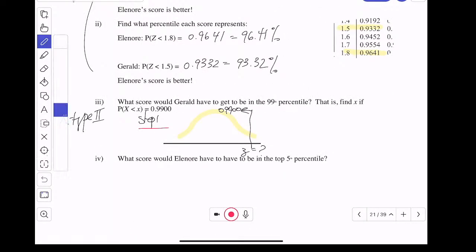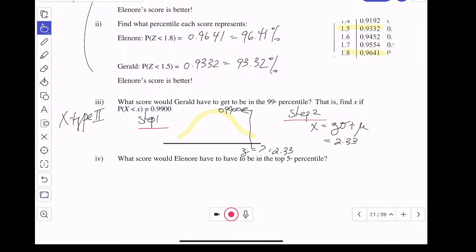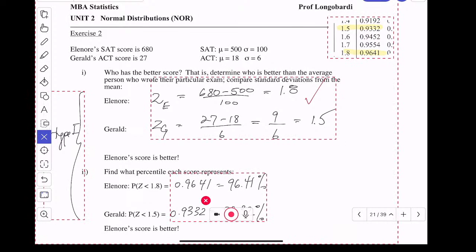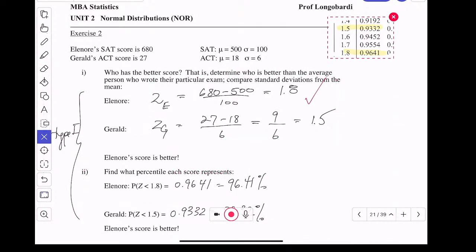So we're 2.33 standard deviations above the mean. Let's convert that now into the units of the problem. So x equals z standard deviations from the mean, or 2.33 standard deviations. You have to go back to the top to get those from here. Let me erase this. To get those from here, let me take those down.